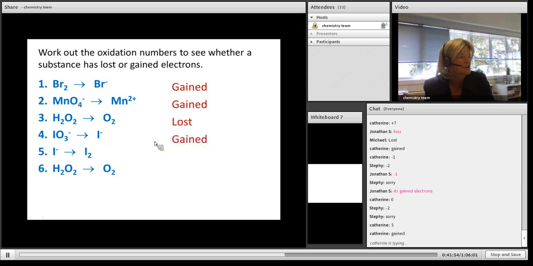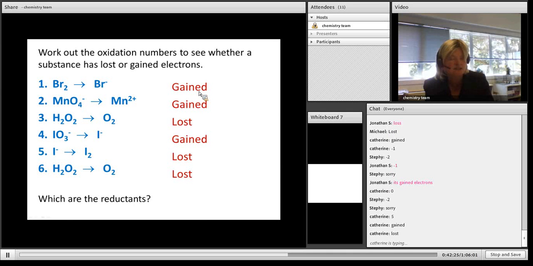Gained. Okay, right. And here's iodide going to iodine. So it's in a way the reverse of what we had at the top, and it has lost. And sorry, I never realized, I meant to obviously redo that one. So we'll ignore that one. It's obviously lost again. Now, we could work out what are the reductants and what are the oxidants. So if bromine has gained electrons, is it a reductant or an oxidant? Is it a happy ant or a sad ant?